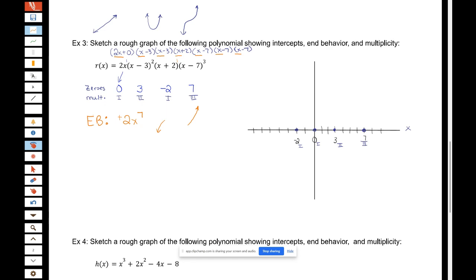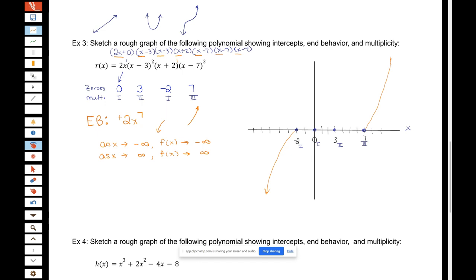Or in other words, as x approaches negative infinity, f of x approaches negative infinity. As x approaches positive infinity, f of x approaches positive infinity. So we know here it's going to go like this and like this. Okay, we just got to figure out the middle. Where are our bounces and our hugs and our slashes now?